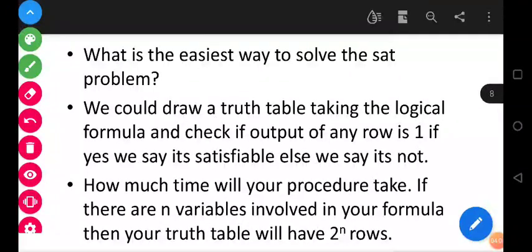What is the easiest way to solve the SAT problem? We could draw a truth table taking the logical formula and check if the output of any row is 1. If yes, we say it is satisfiable, else we say it is not.